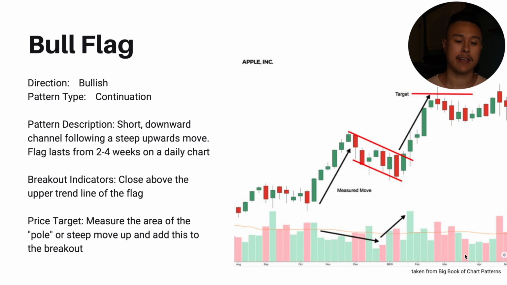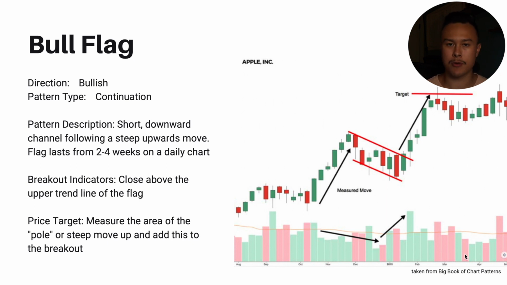So to confirm a breakout, we want to see a close above the upper trend line of the flag. We also want to see an increase in volume. So when I called out Shiba, not only did we have a close above the downtrend of the flag, we also had a massive spike in volume, which was able to rally that stock all the way to the upside.